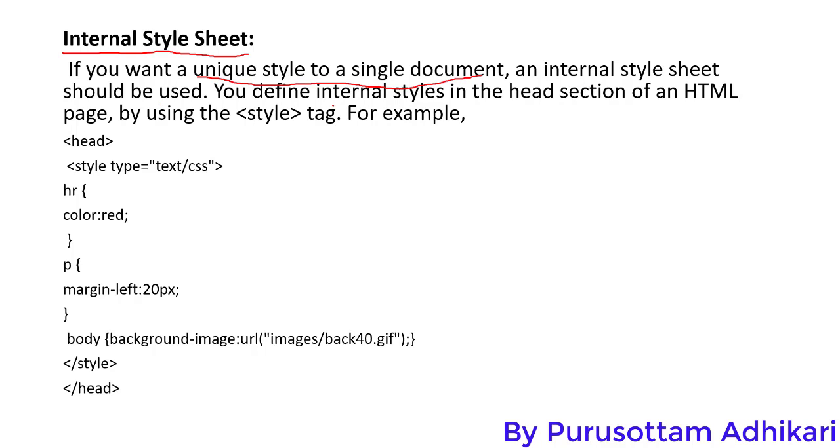You define an internal style sheet in the head section of an HTML page by using the style tag. For example, in the head section, style type is text/css. Then hr color red, paragraph margin-left 20 pixels. Then body, background-image is url. The images are used in the form of url in the style sheet.